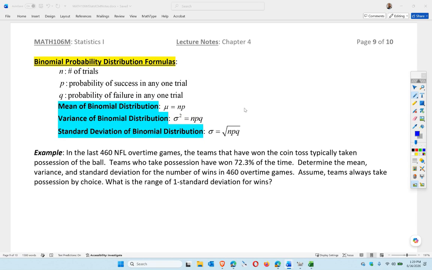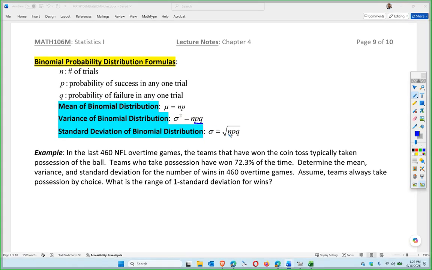So, when you do binomial distributions, you have to account for both the success and the failure. So that's why there's a P and a Q in the variance formula and in the standard deviation formula, right? And you only account for the successes in the mean because it's the mean number of successes, right? We don't care about failure at that point.